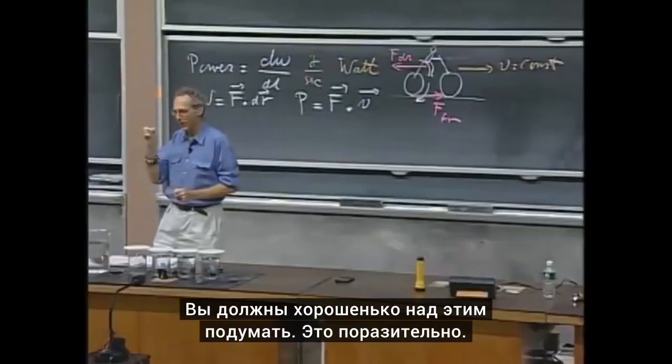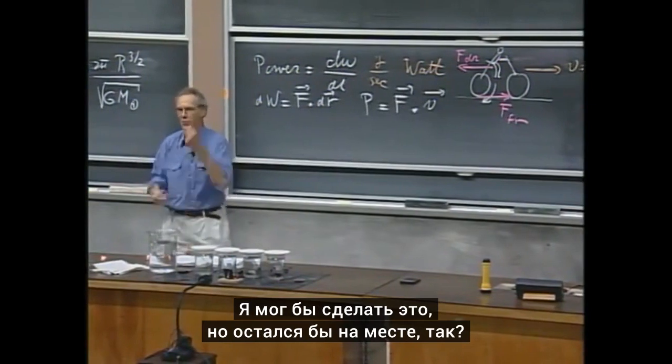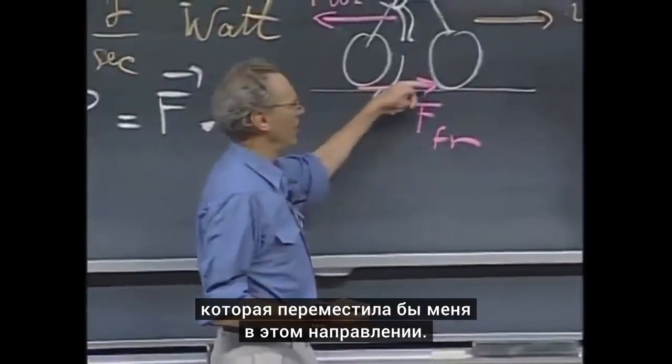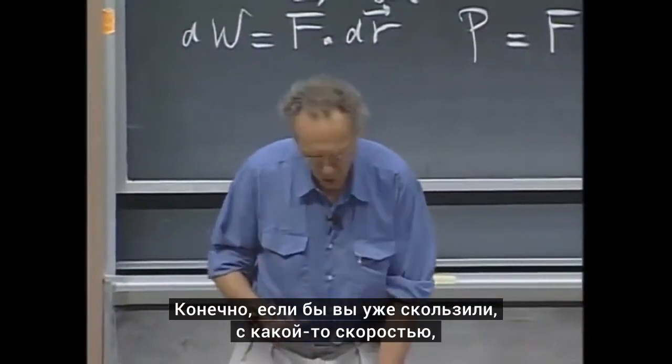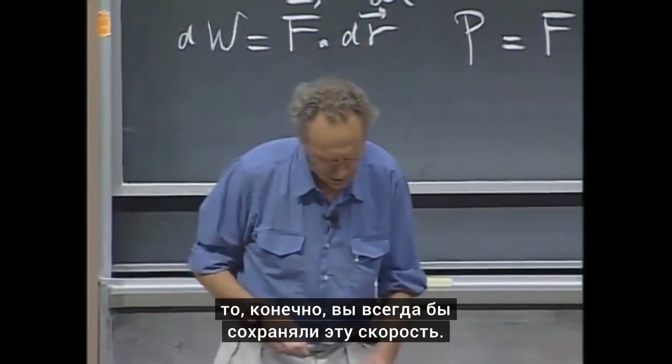You have to really think about it. It's remarkable. If there were no friction on that road, you couldn't cycle. I could do this and I would just stay still, right? There would never be any force here that would drive me in this direction. So you can't go. Of course, if you had a speed and you were sliding, then you would always maintain that speed.